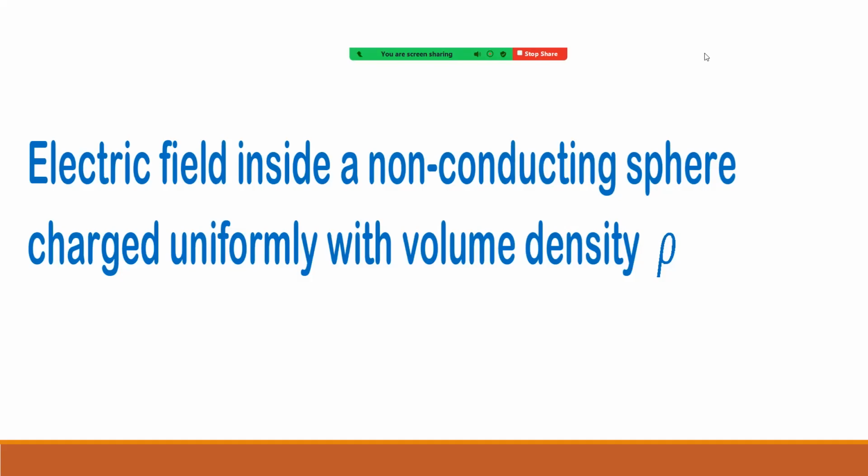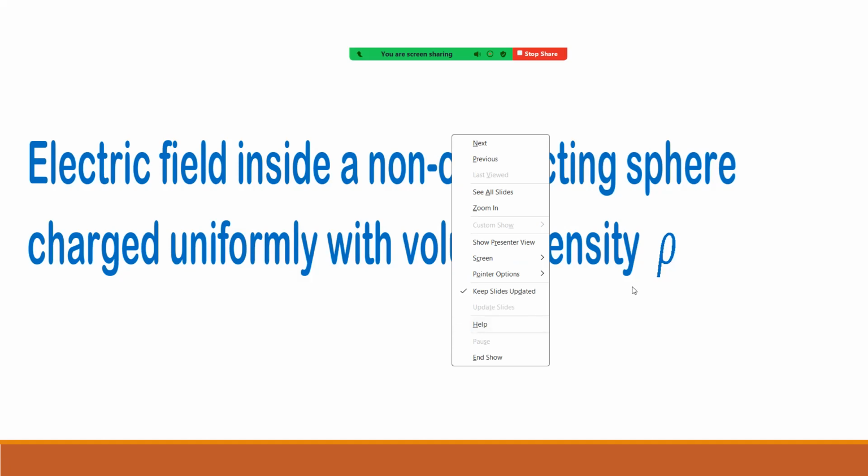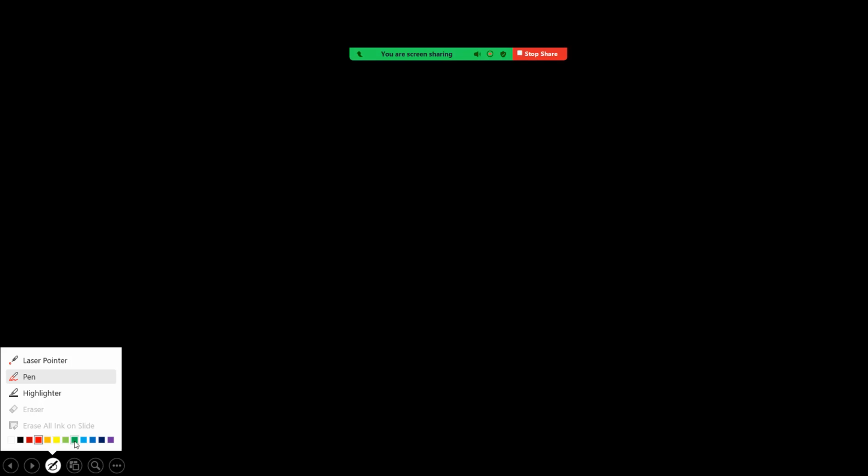Hi students, in this lecture we are going to learn how to calculate the electric field inside a non-conducting sphere which is uniformly charged. That is given with volume density rho. Let us see how to calculate. It is given that the distribution of charge is uniform, and we have to calculate inside the sphere.